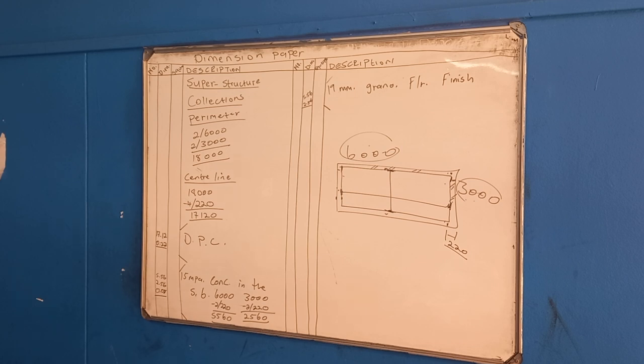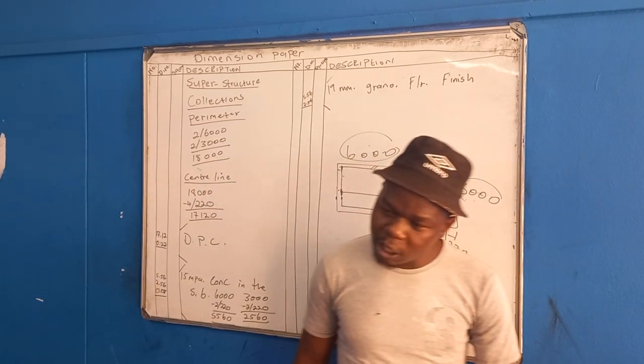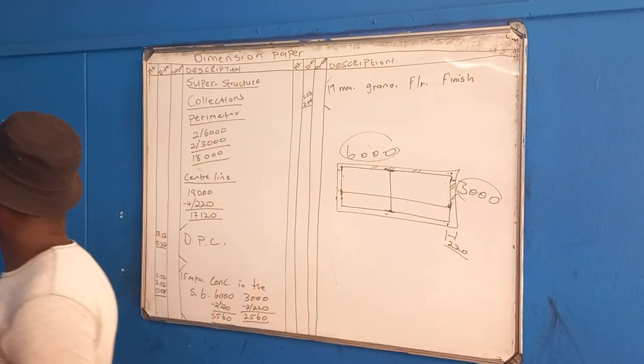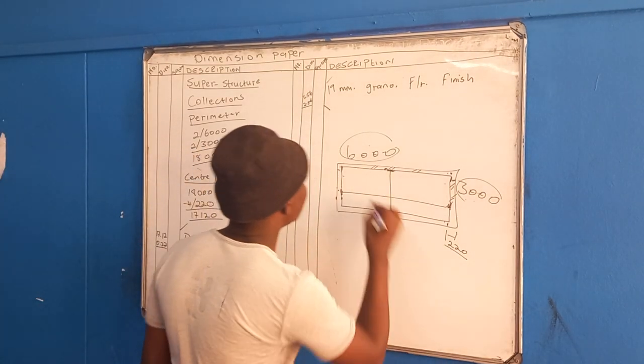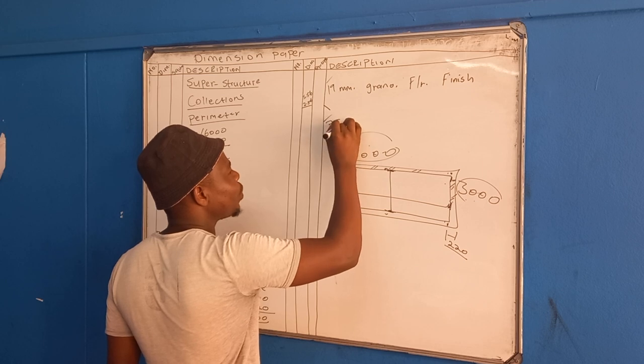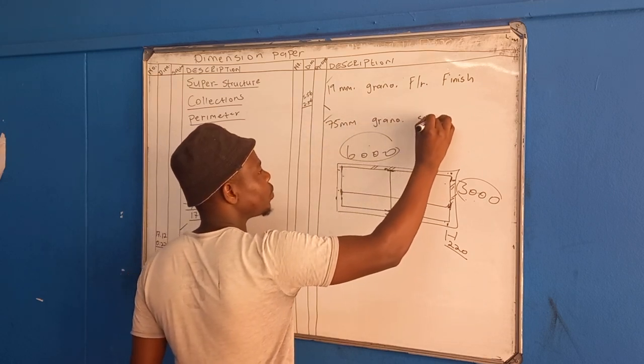Sure, sure. Then from the granular floor finish, where are we going? Are we having skirting on the specification? Whereby they said it's what? Yeah, then we have the 75 millimeter granular skirting.